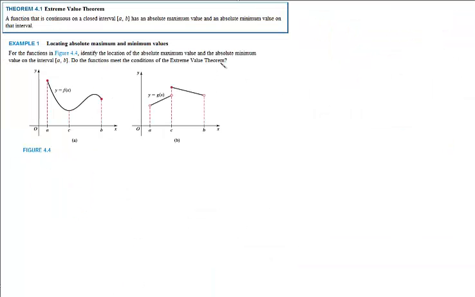In looking at this extreme value theorem, note it says a function is continuous on a closed interval. So if I have a function that is continuous on a closed interval, then we know that we have an absolute max and an absolute min on that interval. But it must be continuous on that closed interval. So let's look at this first example, and we're going to identify: I have at x equals c an absolute min for this one.